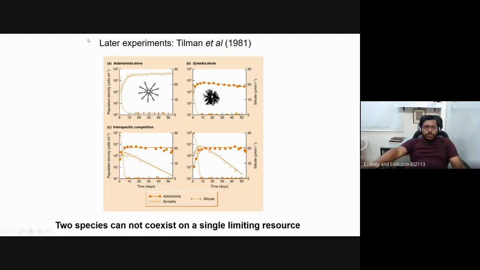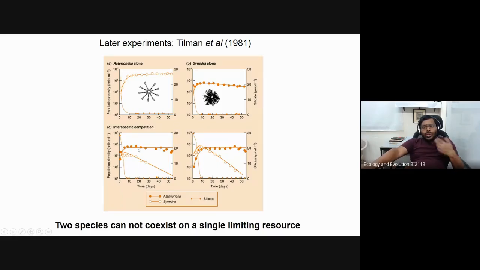So he took two species, Asterionella and Synedra, and what he saw was that when you left them alone, both of them had a very similar monotonic approach to equilibrium kind of growth. And in the process, they were using up the silica that was there in the environment, so they reduced the level of silica. Now, interestingly, when you mix them, and these are two replicates of the same experiment, without fail Synedra drives the other to extinction.